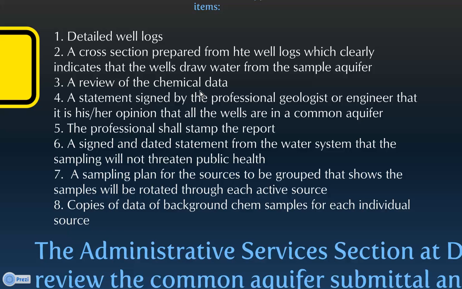The fourth thing is that we'll need a statement that's signed by the professional, that it is in that person's opinion that all the wells are in the common aquifer. And then the last thing that this professional needs to do is stamp the report. So those are the first 5 things that we're going to need from your professional engineer or geologist.